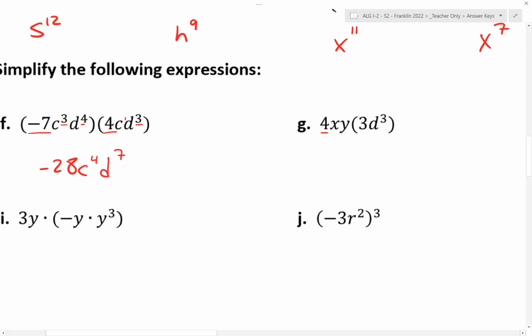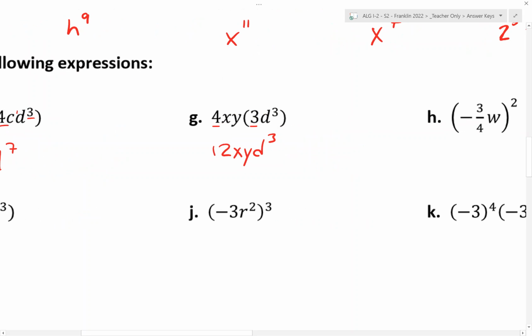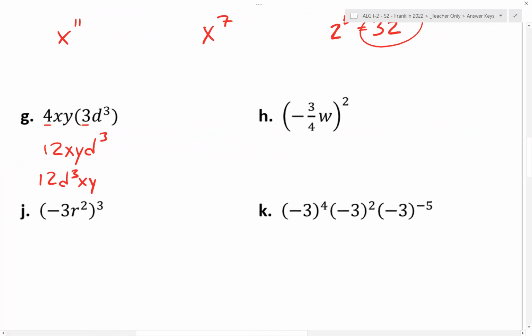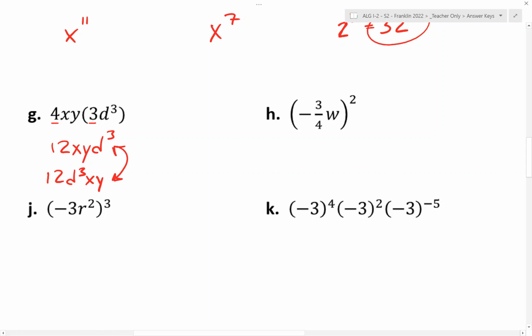On G, 4 times 3, that's 12. And for X's, I just see 1x. Same for Y. And for D, we've got a D to the 3rd, and that's it for there. Now you could, if you want to worry about proper notation, you could make sure these are in alphabetical order like this, 12d cubed xy. But I'm not going to be too picky. Either one of these will be fine for me. For a more specific assignment, make sure they're in alphabetical order. But these are the same thing.